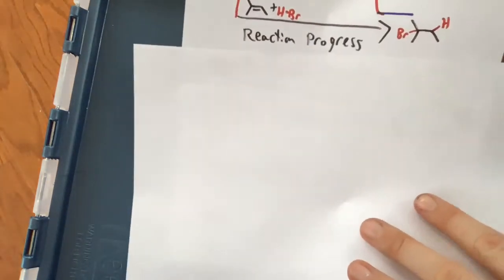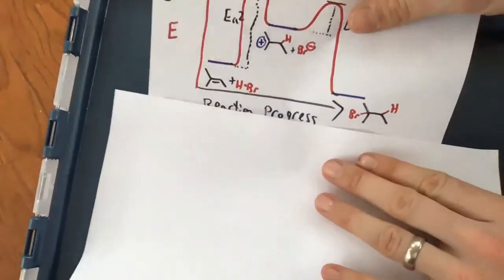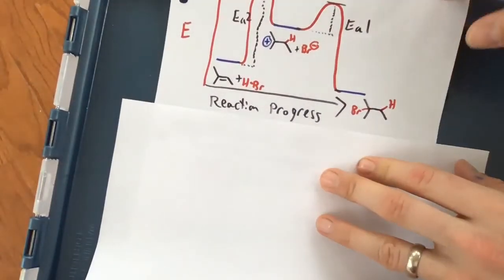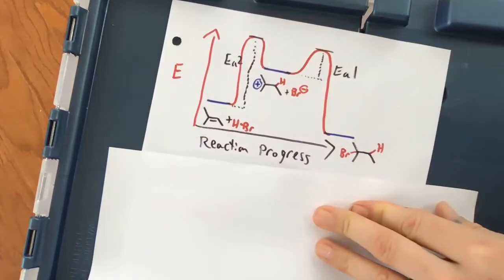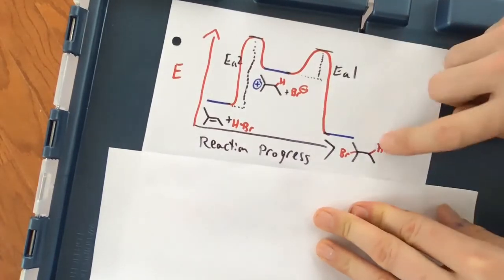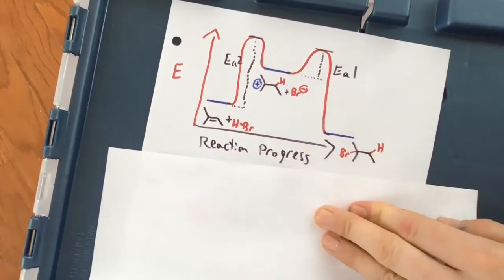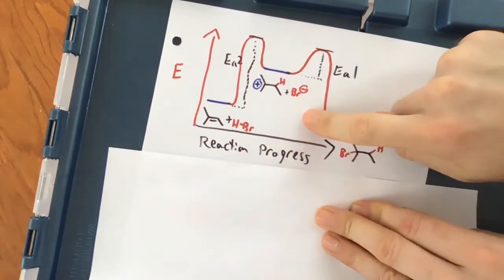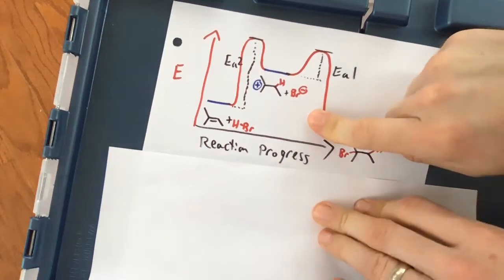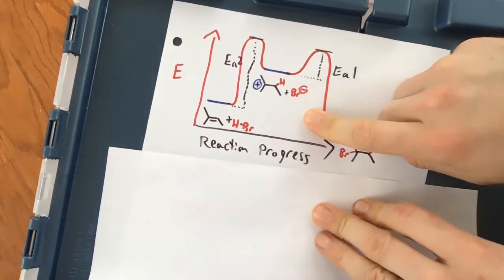So let's have a look at the reaction diagram for this reaction so that we can understand it a little better. Here's the reaction diagram of a hydrohalogenation process. And you'll see that the products are indeed more stable than the reactants, which is good. And you'll also see that there's an intermediate here, this carbocation, just like we saw for unimolecular reactions.